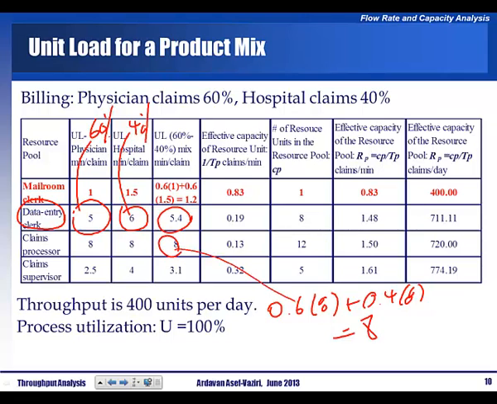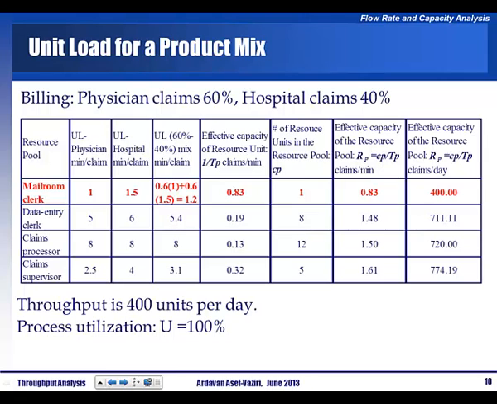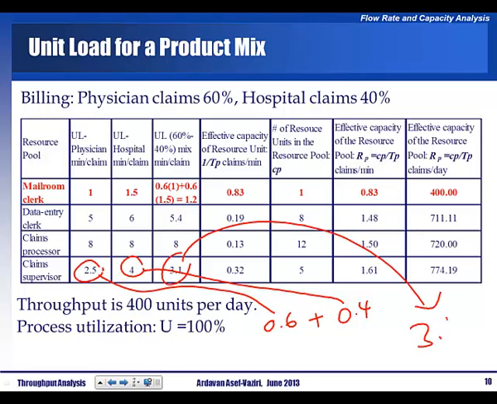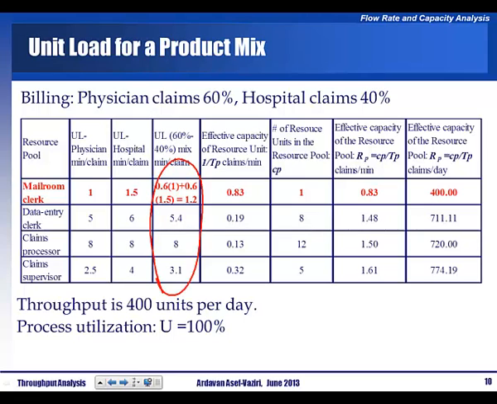And that's what you see here. And finally, this one times 60% and this one times 40% and add them together, and that would give me 3.1. Now I have my unit loads, and effective capacity is simply 1 over unit load. 1 over 1.2, I will get 0.83. 1 over 5.4, I will get 0.19, and so on.